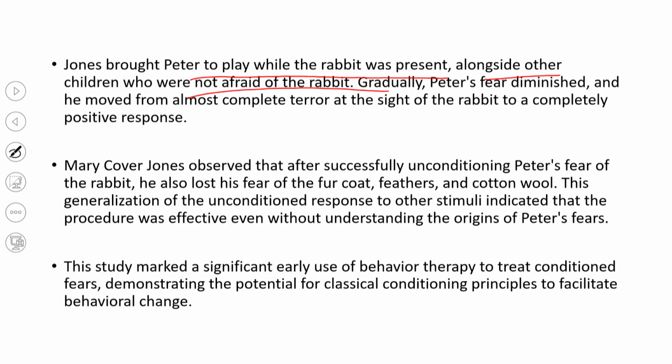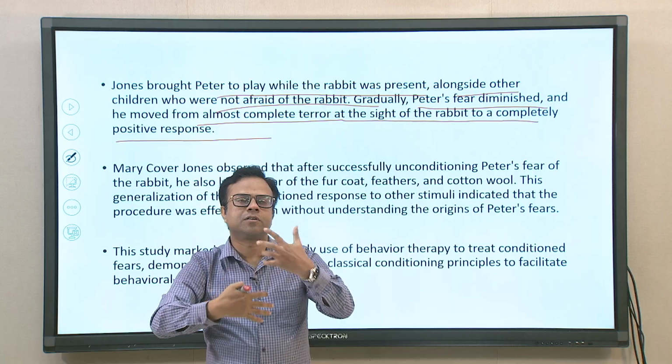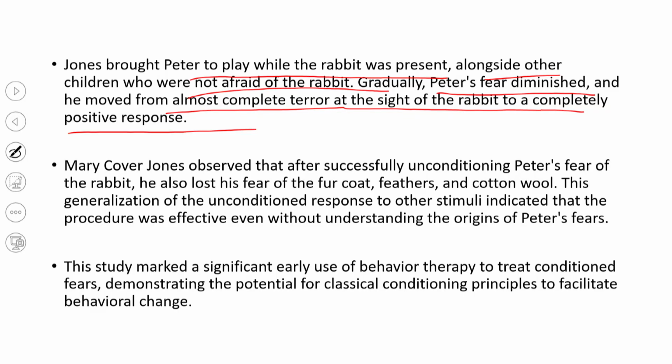Gradually, systematically, slowly, Peter was introduced to the white rabbit in a very comfortable, safe environment. Slowly, what happens? Gradually Peter's fear diminished and he moved from almost complete terror at the sight of the rabbit to a completely positive response. Obviously, she did it step by step: slowly the sight of the rabbit, then slowly the rabbit was put close to him. So, Peter was being counter conditioned.